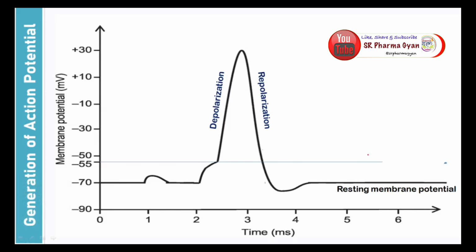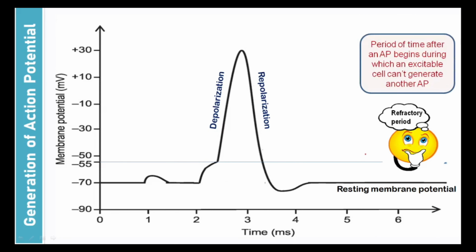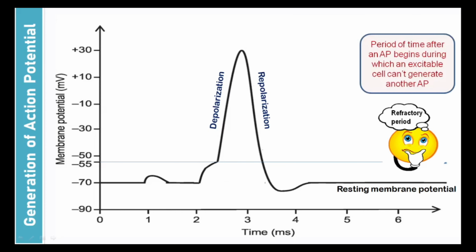Now coming to the refractory period. What is meant by the refractory period? This is the period of time after an action potential begins, during which an excitable cell cannot generate another action potential. Now what does it mean?